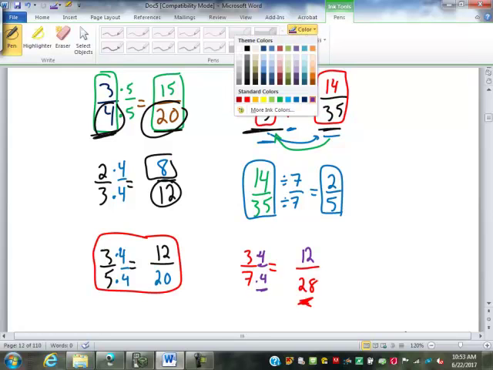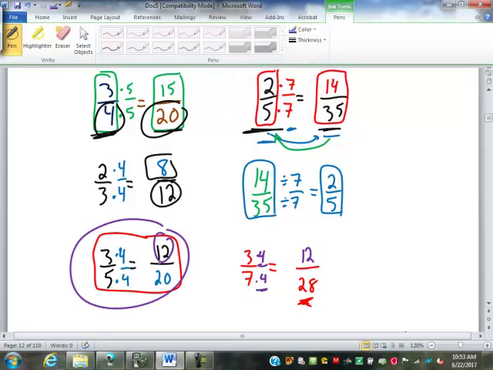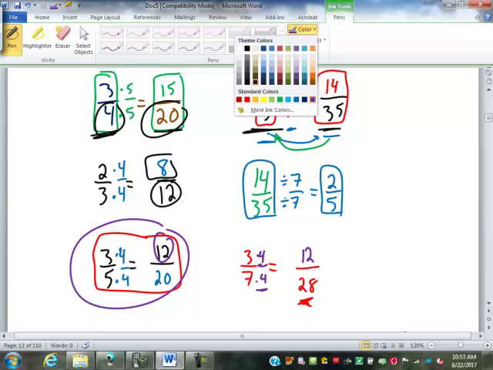But you can, like I did here, be given the numerator and have to use that. It just depends on which one you're given. You have a fraction, and then you're given either the numerator or denominator. Whichever one you're given, that's the one you have to use to figure out what you're multiplying by.